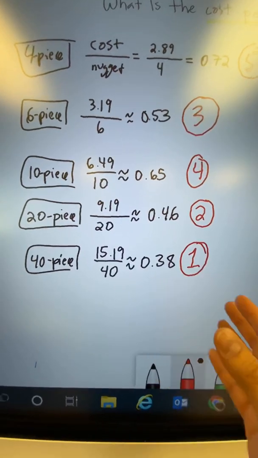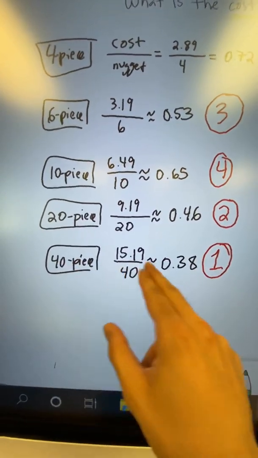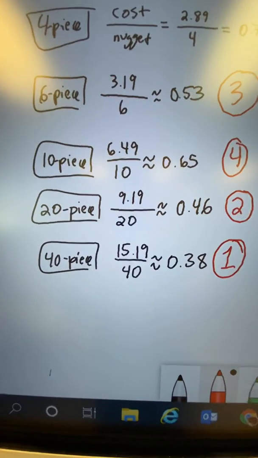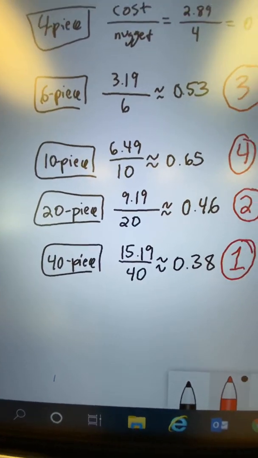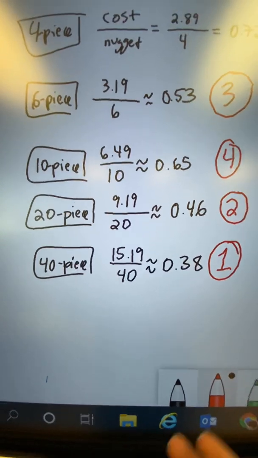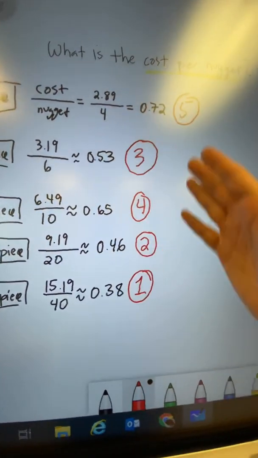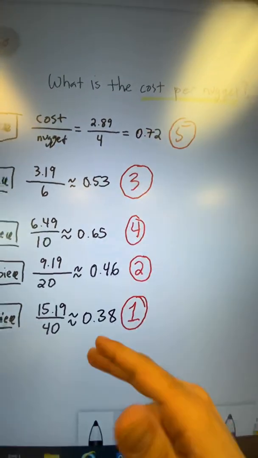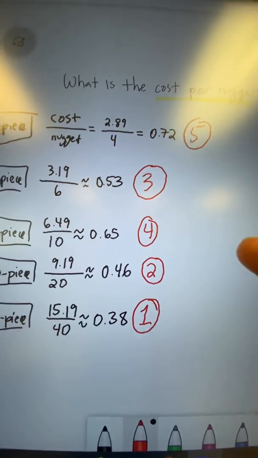And again, the other thing you've got to think about is that this is the best deal only in the case that you actually eat all the nuggets. If you're by yourself and you get a 40-piece, but you don't eat them all and you end up throwing them out, then it's not a good deal because you didn't get your money's worth. So there are different ways to answer this question, but the cost per nugget is the basis for your argument as to why it's the best price. What is the best deal?